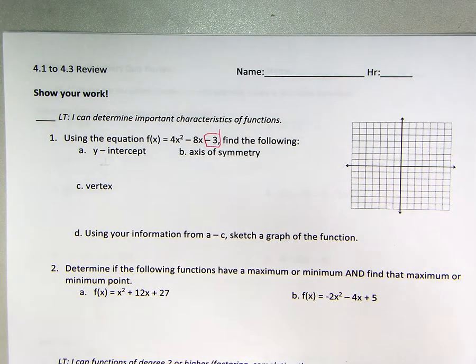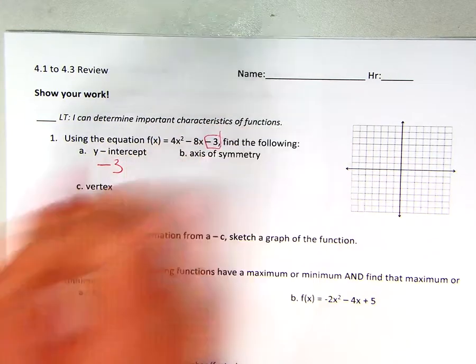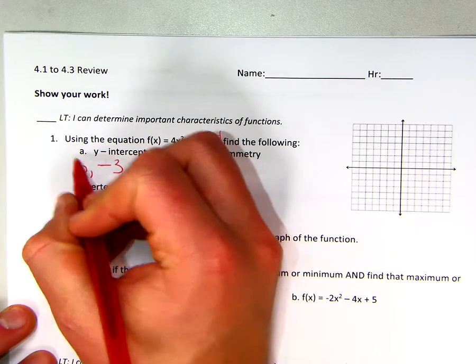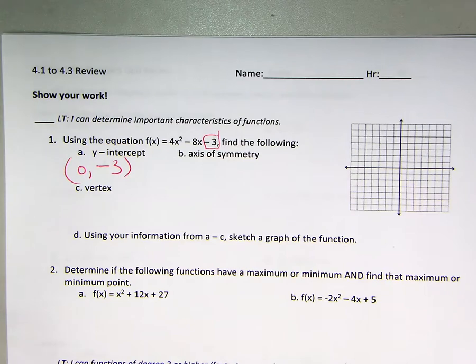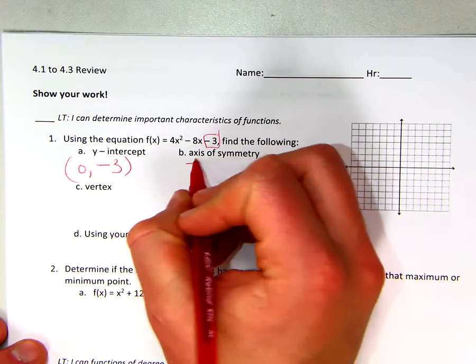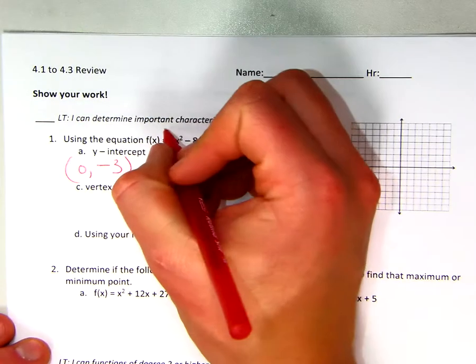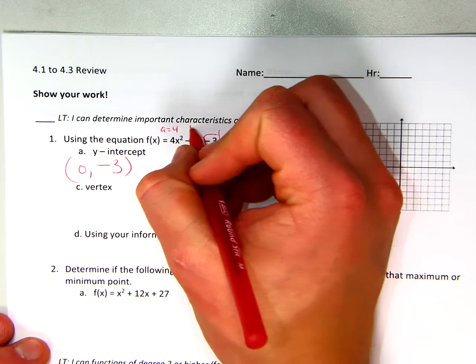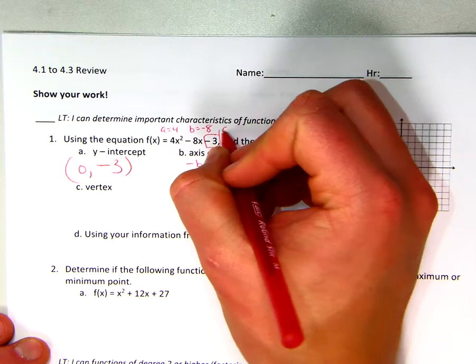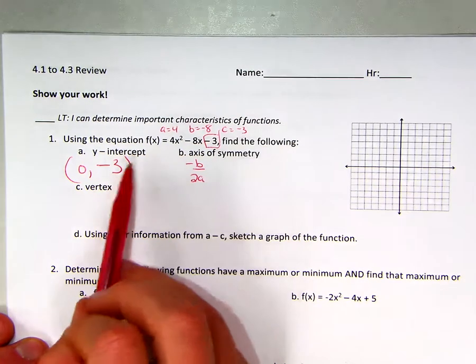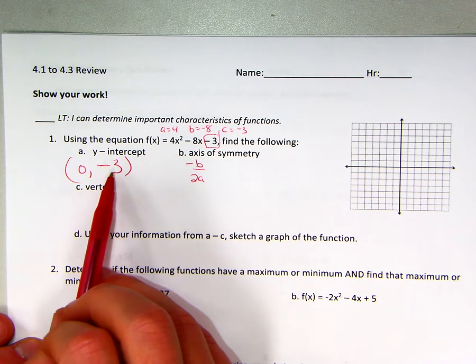Alright, so -3, that's our y-intercept. You can put it like that. You could also just tell me 0, -3. Your axis of symmetry you find by -b over 2a. Alright, so you need to know what's my a, which is 4, what is my b, which is -8, and what is my c, which is -3. Your y-intercept will always be your c.